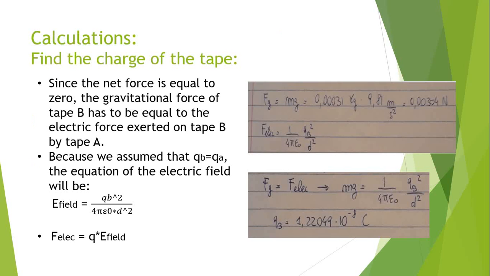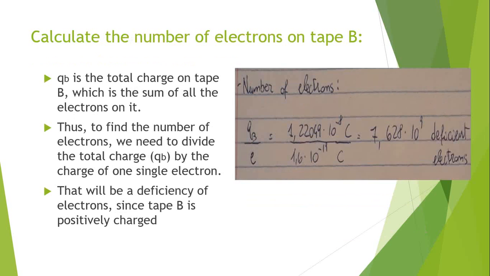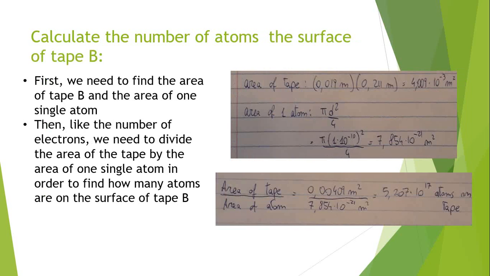Then, in order to calculate the charge on tape B, I set the equation of the electric force and the gravitational force equal to each other, since the net force is equal to 0, and I solved for QB. Here, in order to find the number of electrons of tape B, I divided the charge QB by the charge of one electron, and I got the value of 7.628 times 10 to the 9. And this is a deficiency of electrons because the tape is positively charged.